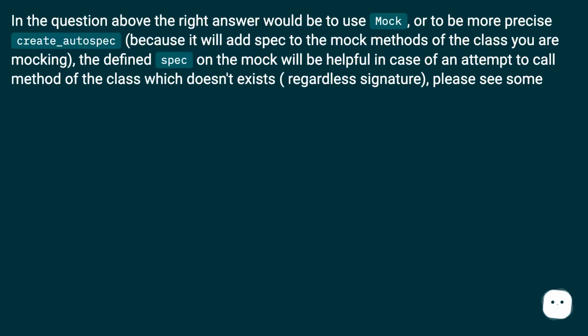In the question above, the right answer would be to use mock, or to be more precise create_autospec, because it will add spec to the mock methods of the class you are mocking. The defined spec on the mock will be helpful in case of an attempt to call a method of the class which doesn't exist. Regardless of signature, please see some examples.